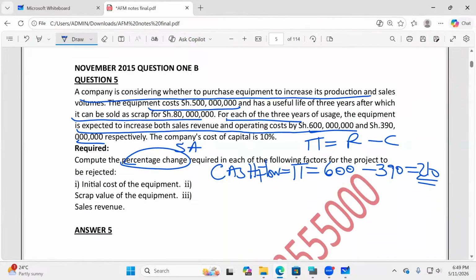Compute the percentage change required in each of the following factors for the project to be rejected. The first one is the initial cost of the equipment. The second one is the scrap value. And the third one is the sales revenue. So we start with the first one: sensitivity analysis of the initial cost of the equipment.